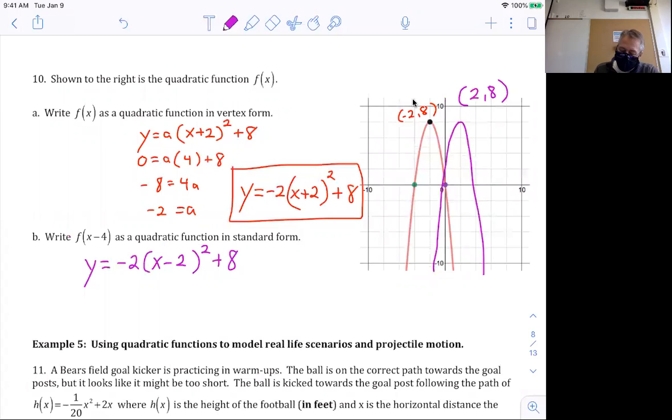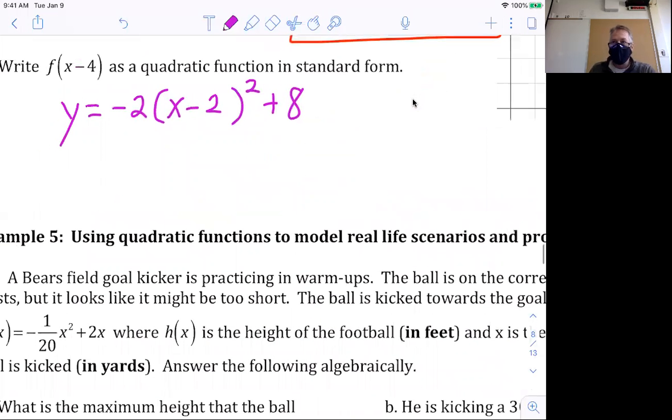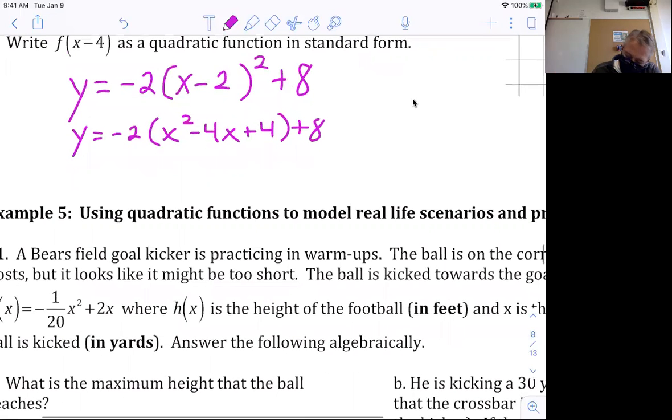The problem does, though, ask us to write it in standard form. So now I have to take this that's in vertex form and put it in standard form. So to do that, we got to FOIL all this stuff out. So I have y equals -2, and then I'm going to FOIL x minus 2 times x minus 2, which is x squared minus 4x plus 4. And then we have our plus 8 on the end. So I'm just expanding all of this stuff. I'm going to distribute the -2 and then combine my like terms.